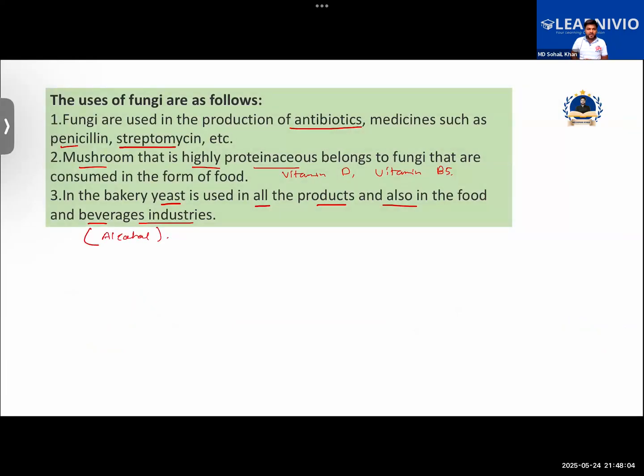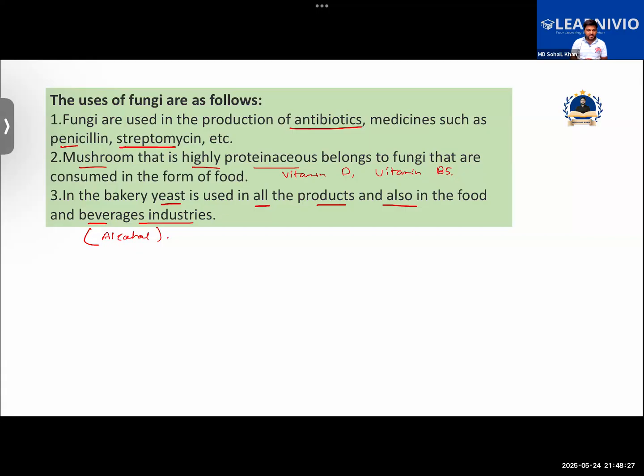Further, I told you that there are different uses of fungi. They're used in the preparation of antibiotics and different kinds of medicines; penicillin and streptomycin are some examples. Mushroom, which is a highly proteinaceous food, also contains a good amount of vitamin D and vitamin B. So that also belongs to the fungi.